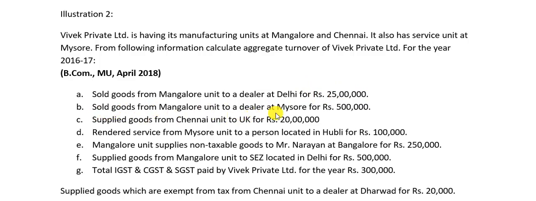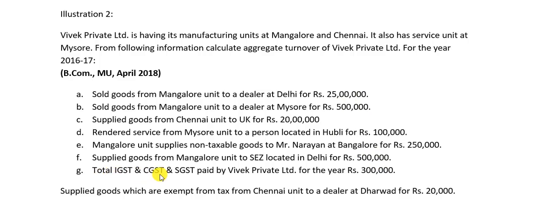For this problem, let us focus only on the amount. Sold goods from Mangalore unit to a dealer at Mysore for rupees 5 lakh. Sold goods from Chennai unit to UK, United Kingdom, for rupees 20 lakh. So only the amount we will look into. If there is any data which is not required, which does not come under GST purview, I will let you know about it. Rendered service from Mysore unit to a person located in Hubli for rupees 1 lakh. Once again, let's take only the amount. Mangalore unit supplies non-taxable goods to Mr. Narayan at Bangalore for rupees 2,50,000. Supplied goods from Mangalore unit to SEZ located in Delhi for rupees 5 lakh. So we will take all this amount.